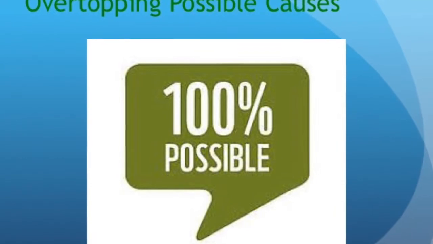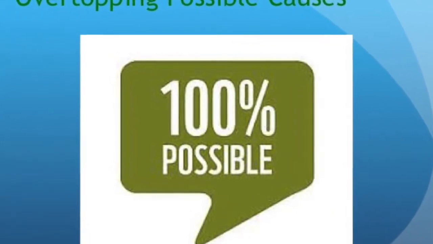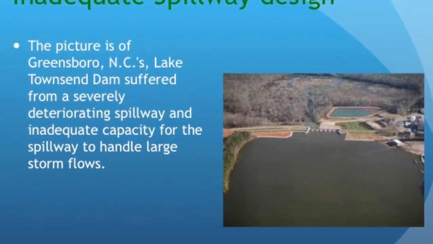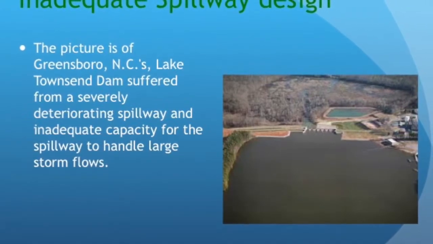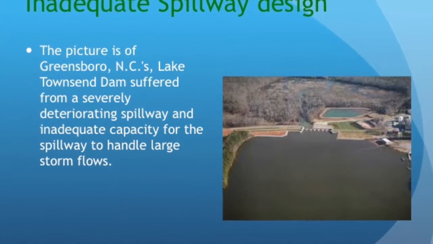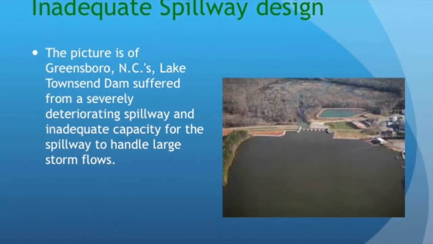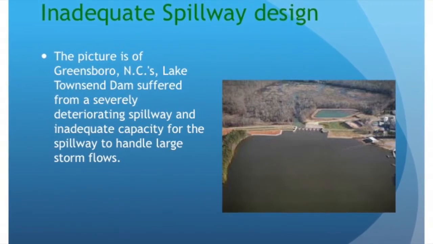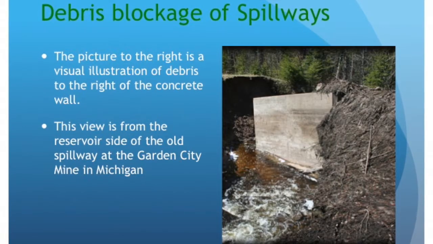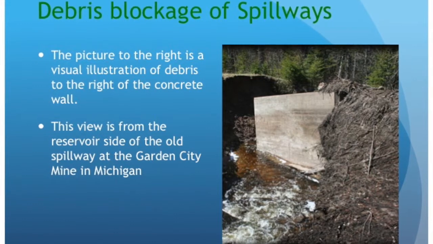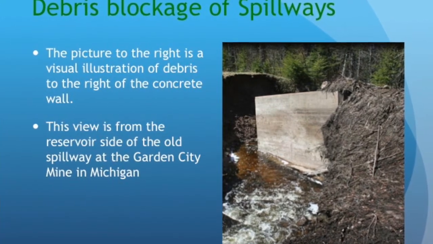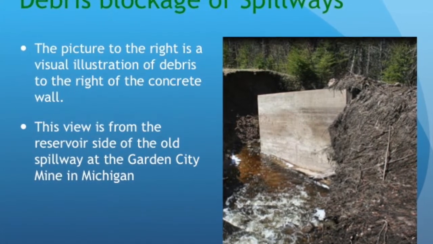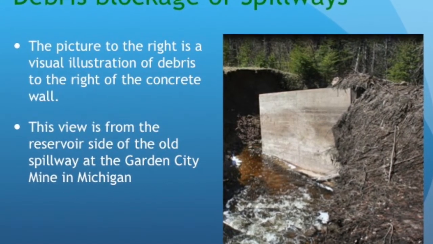Overtopping possible causes. The picture is of Greensboro, North Carolina's Lake Townsend Dam, which suffered from a severely deteriorating spillway and inadequate capacity for the spillway to handle large storm flow. The picture to the right is a visual illustration of debris to the right of the concrete wall. This view is from the reservoir side of the old spillway at the Garden City Mine in Michigan.